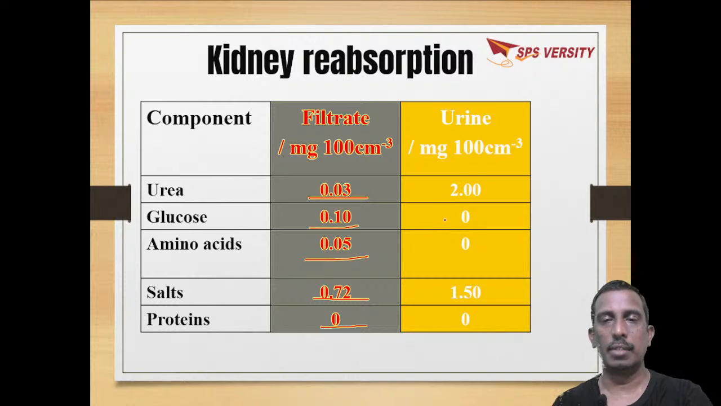Okay. And when you take the urine in mg per 100 centimeters cube, urea value will be 2, glucose 0, amino acids 0, salts 1.50, proteins 0.